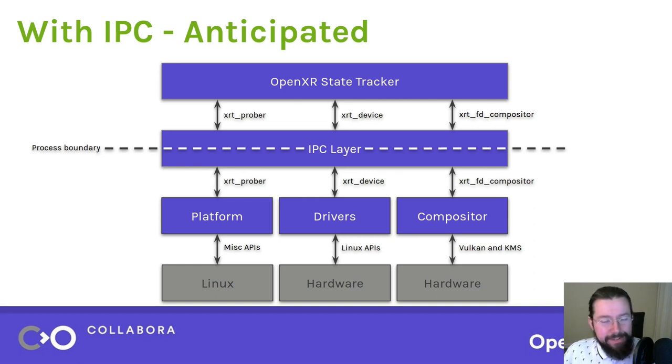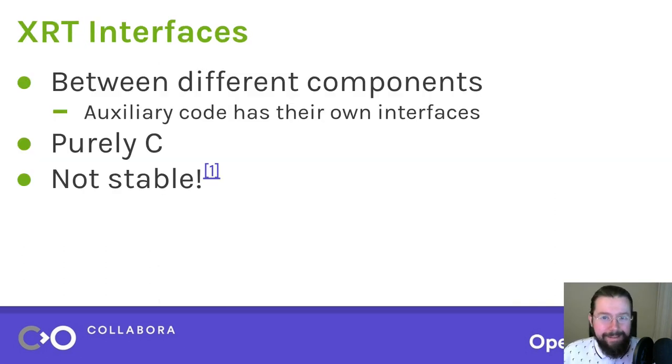And you can see here there's a couple of things that start with XRT next to the arrows between the different boxes. So you have XRT prober, XRT device and XRT FD compositor. And I'm going to talk about them now because they are part of what we call the XRT interfaces. So those are the internal interfaces in Monado. They sit between the different components. Some of the auxiliary code has their own interfaces, which are not XRT interfaces.